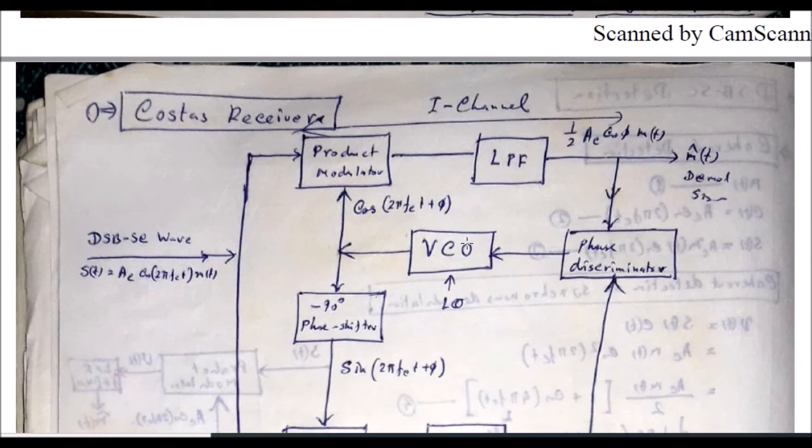It is given as the input to a VCO. VCO means voltage controlled oscillator. A voltage controlled oscillator will generate a signal which has a constant frequency, but its initial phase will be controlled by the input voltage. When the input voltage is high, the phase of the output of the VCO will be smaller. And if the input voltage is smaller, then the phase of the output voltage of the VCO will be larger.